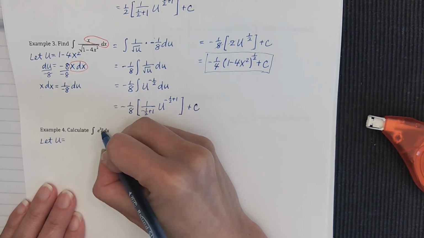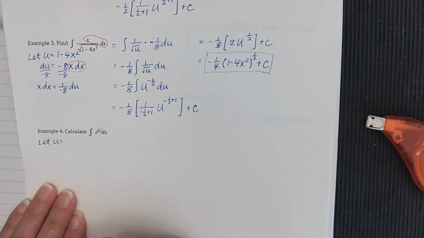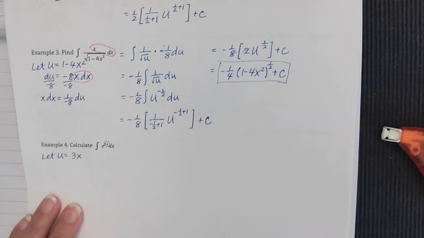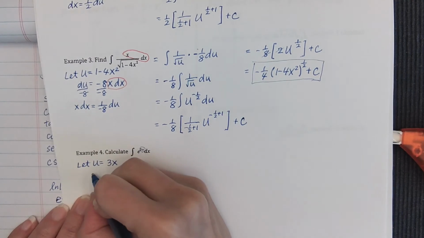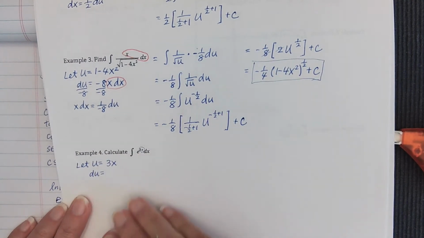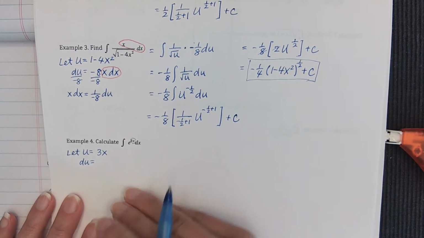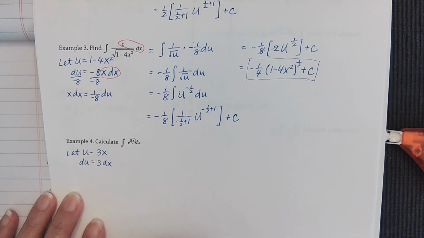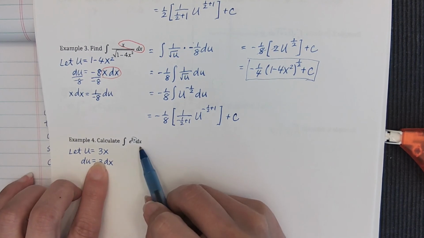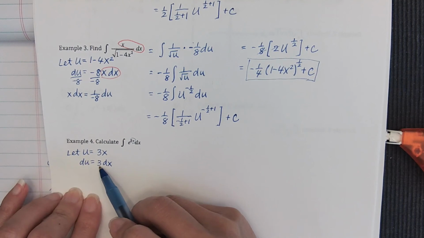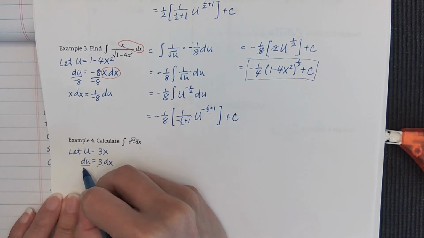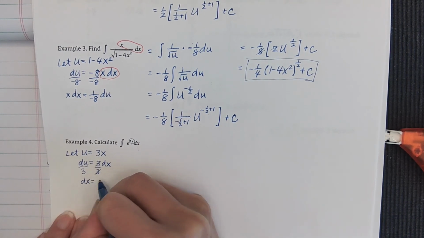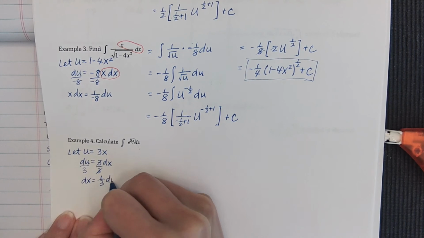3x. That's right. Did you see that this is the messy part? Let's call u this part, 3x. Can you finish that one? What's the du? 3dx, because the derivative of x is dx. And the dx is what I needed, I don't need the 3, so we divide by 3. The 3 cancels, so dx equals 1 over 3 du.